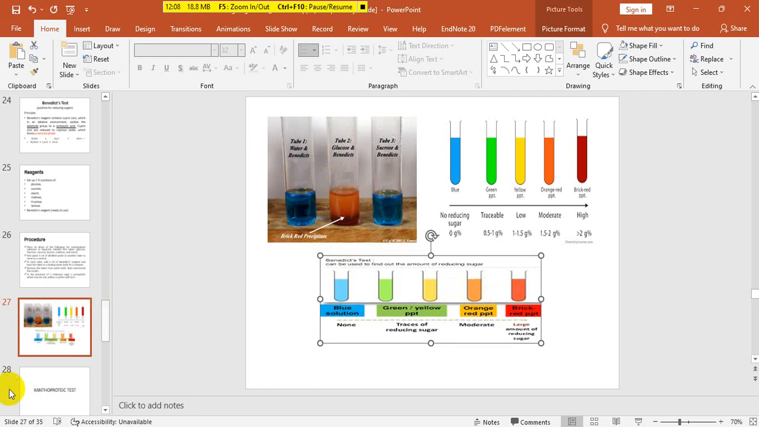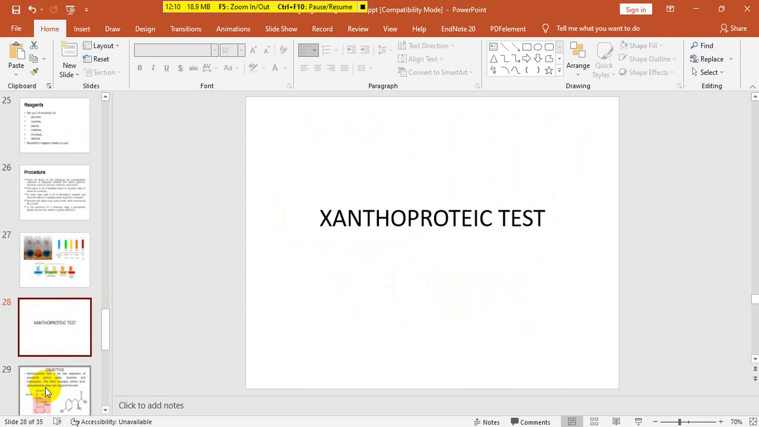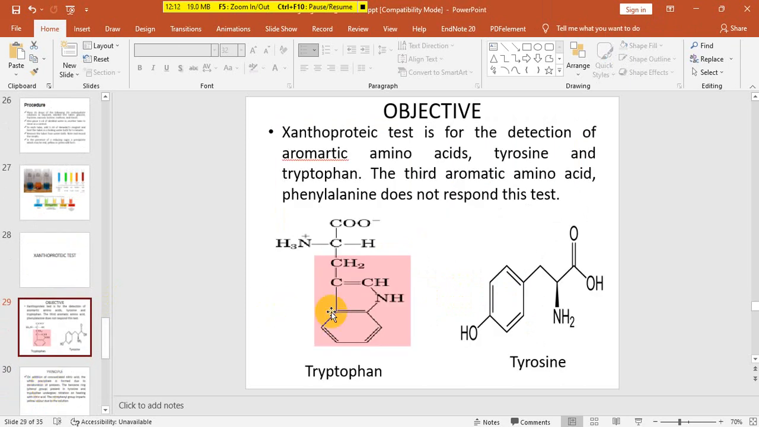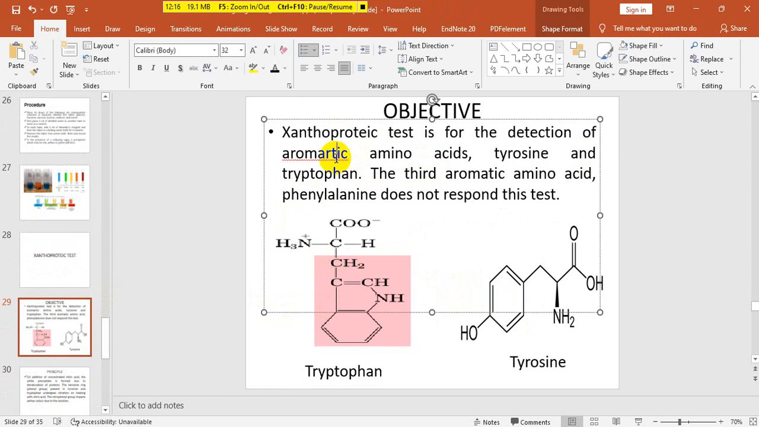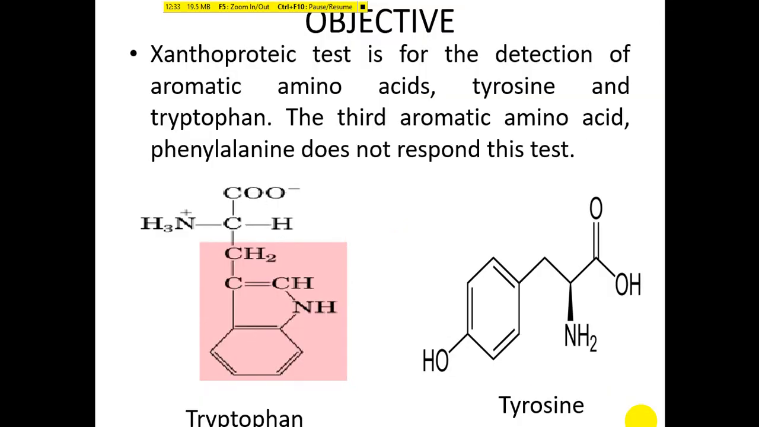Let's look at the xanthoproteic test. The xanthoproteic test is for the detection of aromatic amino acids, tyrosine and tryptophan. If you are looking at the xanthoproteic test, we want to just determine the presence of what?